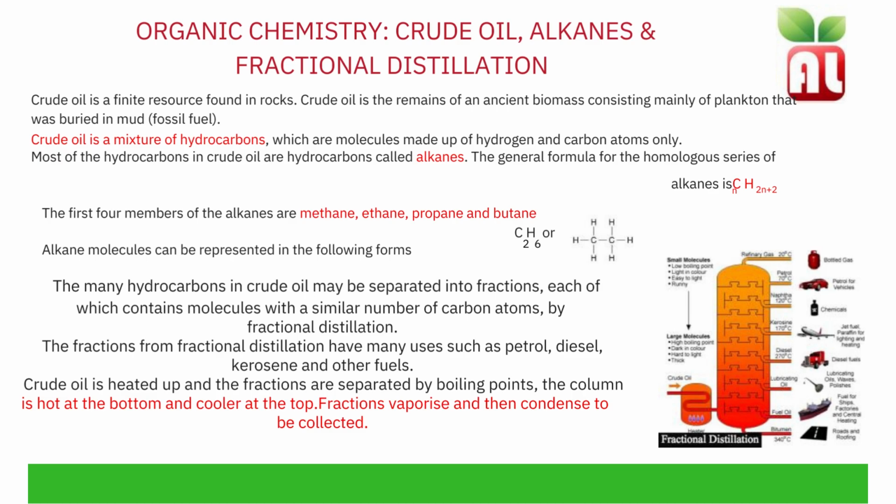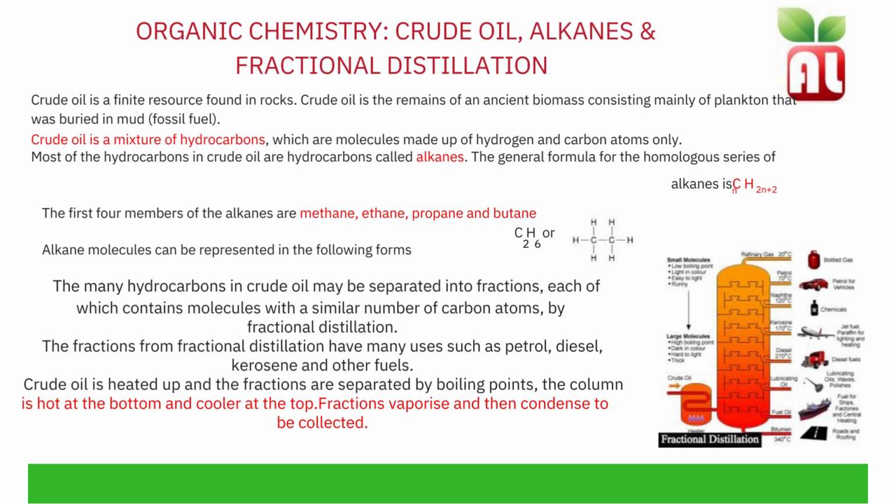CnH2n+2. Think of homologous series as almost like different families. Each family has a specific property that makes them part of that series. For alkanes, all bonds between carbon atoms are represented by single bonds, also being referred to as saturated, meaning all carbon atoms are filled up with the maximum number of hydrogen atoms possible.